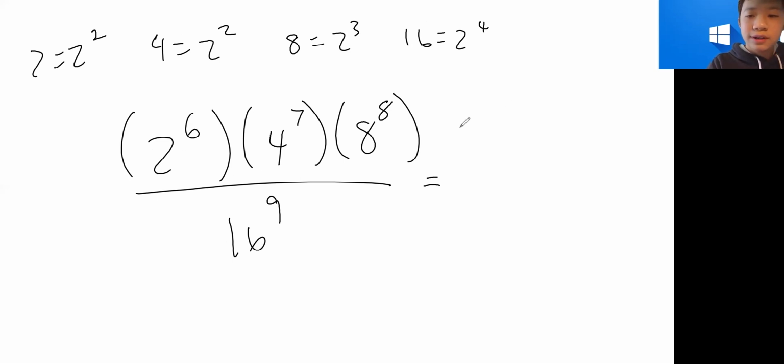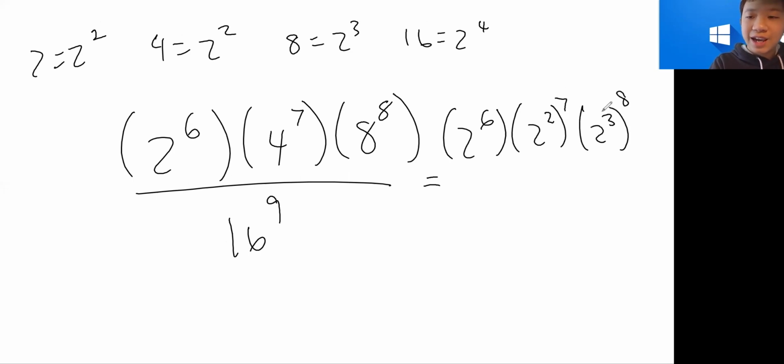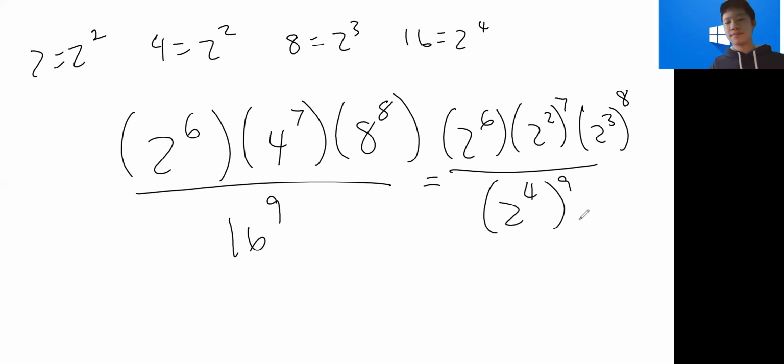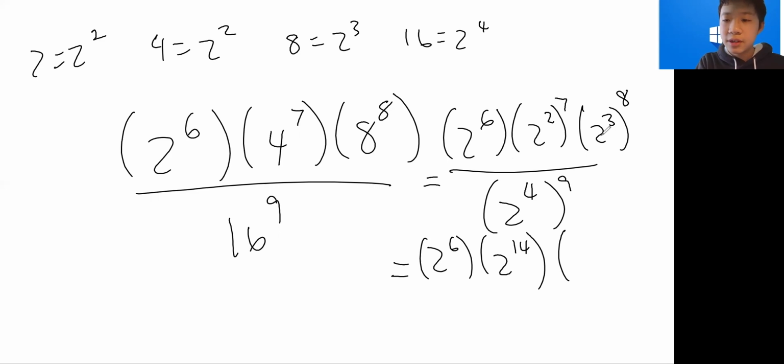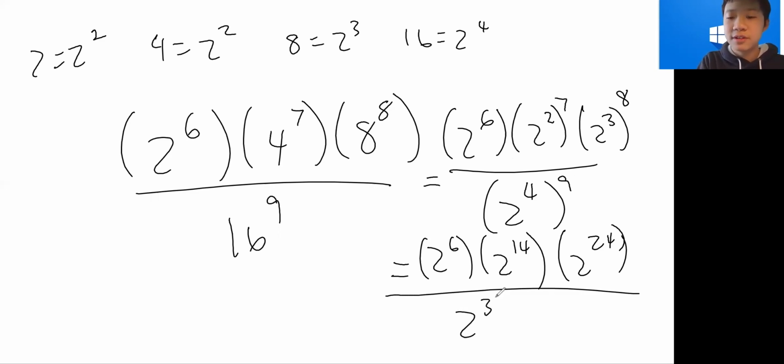So let me rewrite this as 2 to the 6th times 2 squared to the 7th power times 2 to the third to the 8th power divided by 2 to the 4th to the 9. All right, and now we can use the power to the power formulas to figure out that this is 2 to the 6th times 2 to the 2 times 7, 14, 2 to the 3 times 8, which is 24, and divided by 2 to the 4 times 9, which is 36.